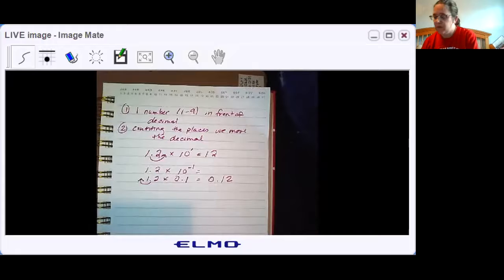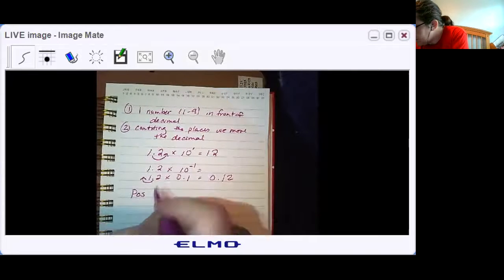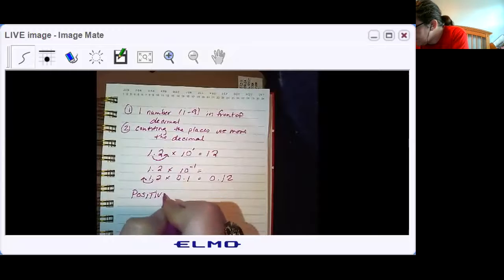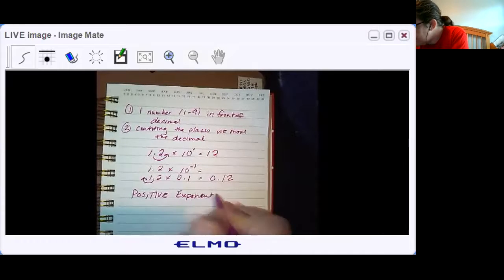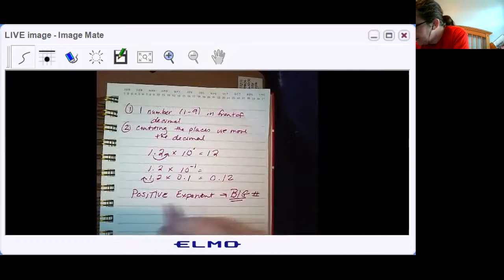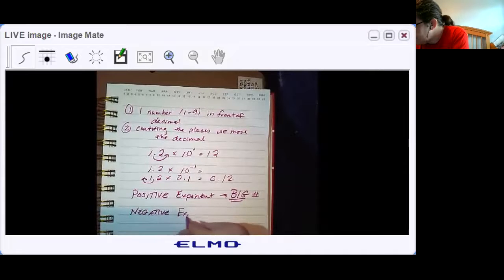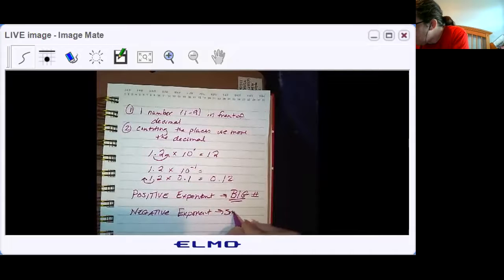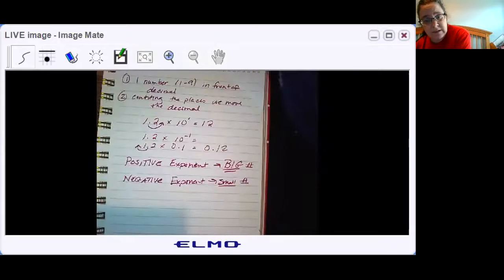Now, a rule you may want to think of. If it has a positive exponent on your power of 10, it is a really big number. If it has a negative exponent, it's a really small number.